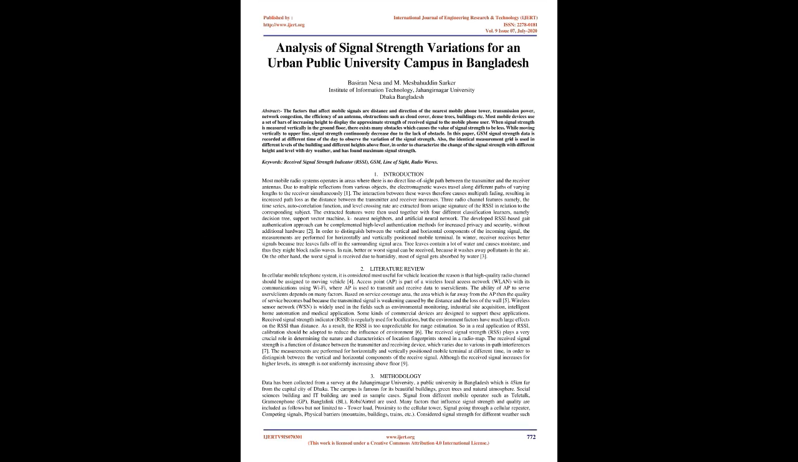Most mobile devices use a set of bars of increasing height to display the approximate strength of received signal to the mobile phone user. When signal strength is measured vertically on the ground floor, there exist many obstacles which cause the value of signal strength to be less. While moving vertically upward, signal strength continuously decreases due to the lack of obstacles.